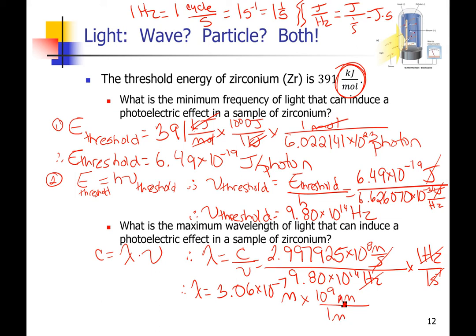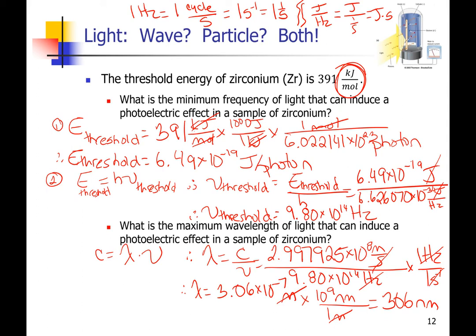And that gives me 306 nanometers after my meters cancel. Now, I'm going to strongly recommend that when you do unit conversions, you take the approach that I've just taken here, which is to actually write out both the units you're converting from and the units you're converting to and make sure they cancel.